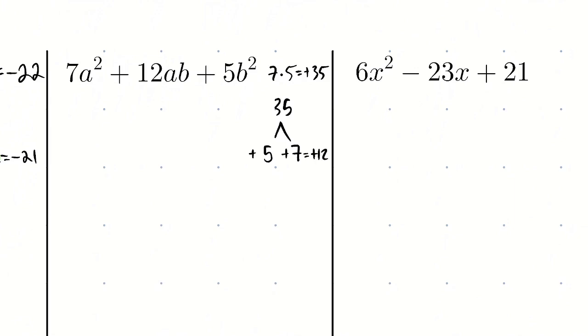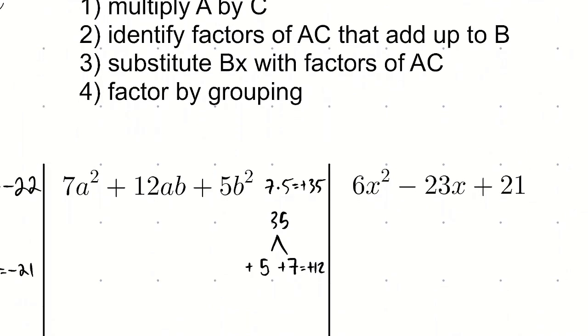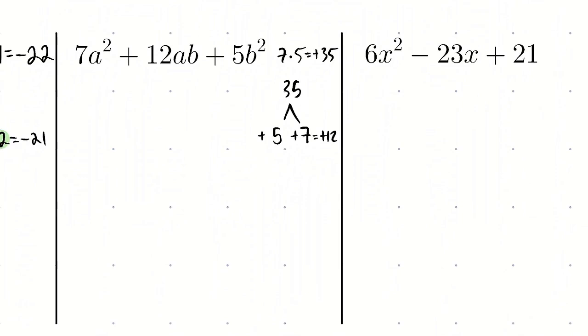So now, for the third step, substitute bx with factors of ac. So I'm going to bring down the 7a squared. That bx is our middle term here. You can think about the ab as being the x. This just looks a little different here. So 7a squared plus 5ab plus 7ab and then plus 5b squared. Let's move things a little bit down so that we have space for our 5b squared.